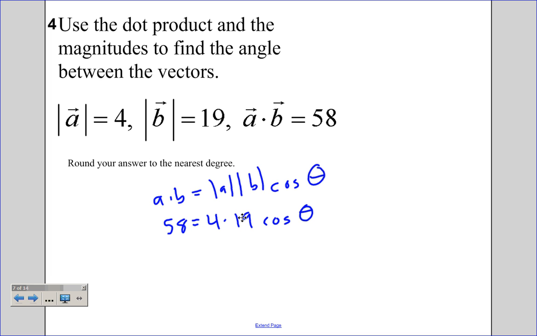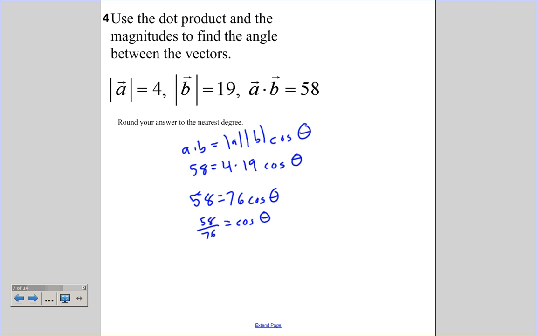Now I have to multiply 4 times 19 to get 76. So 58 is going to be 76 times the cosine of theta. Divide 76 on both sides. We have 58 over 76, which is 0.7631. Now I want to take the inverse cosine of that answer, and theta will equal 40.257.